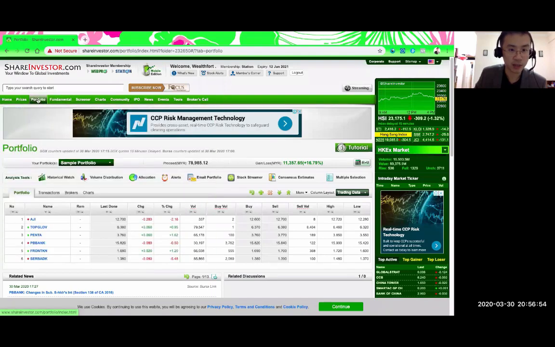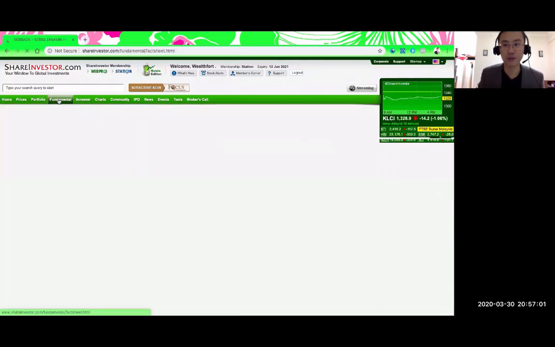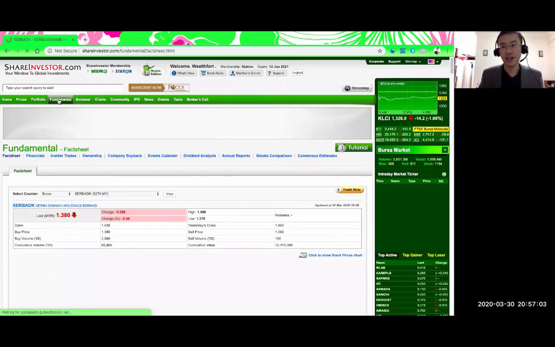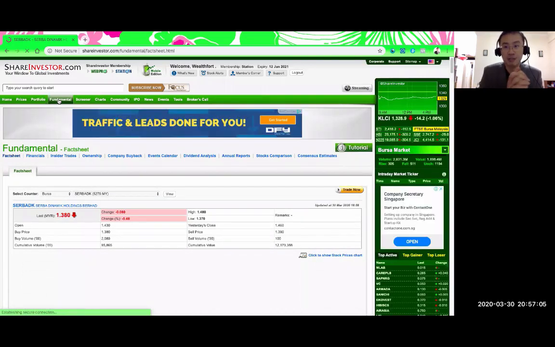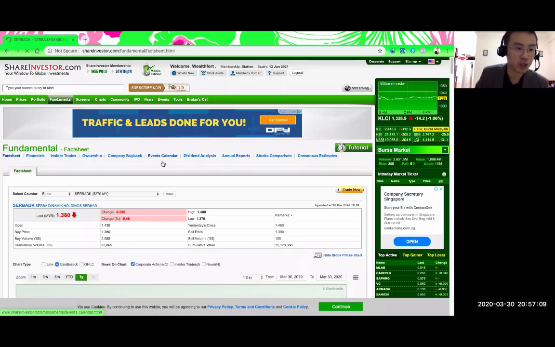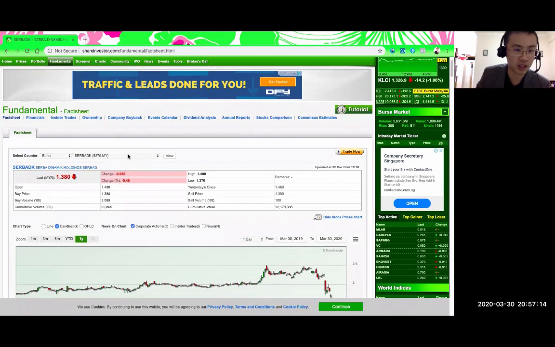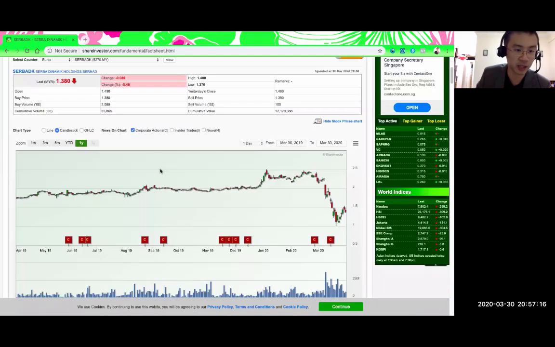fundamental. I believe I can show you the portfolio. Let's go to the fundamental. This is information that investors will find very useful, because investors like us want to find as many years of data as we can. So in this scenario, let's go to the fact sheet. This is Serba Dynamic.